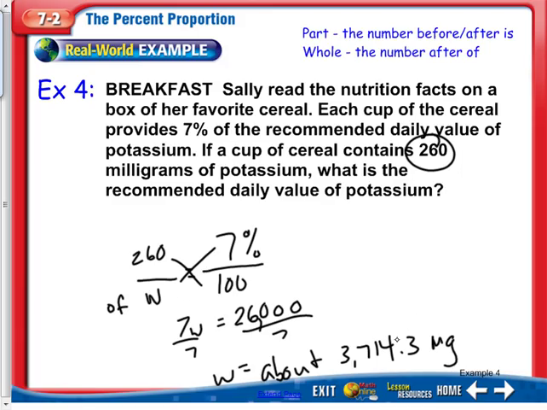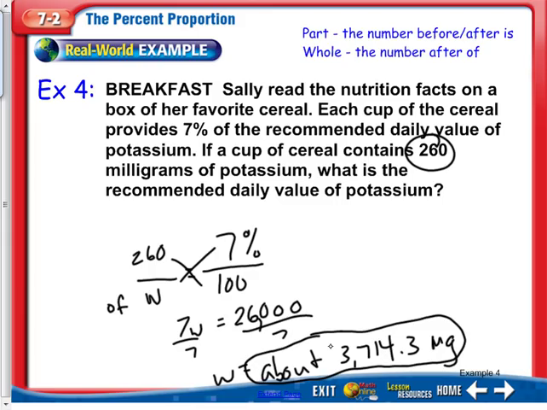If you wanted to check this, you could take 260 and divide it by 3,714.3, and you're going to get really close to 7%. My calculator says 0.069999. So again, you move the decimal 2 places to the right, and you would get 6.9999%, which we can round that to 7%. So this is a pretty good way here to find the answer.